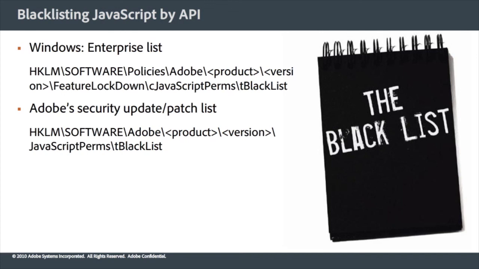Adobe's Update and Patch List is the Adobe blacklist and is modified by Acrobat and Adobe Reader patches whenever an API is deemed vulnerable. APIs are also removed from the blacklist whenever a fix for a vulnerability is provided by the current patch. The two blacklists interact so the most restrictive wins. So, if one blacklist blocks an API and the other does not, the API is blocked. If a blacklisted script is encountered, all other scripts in that document are blocked.